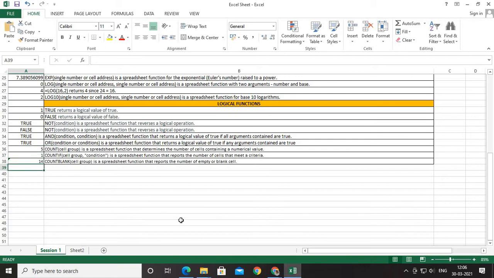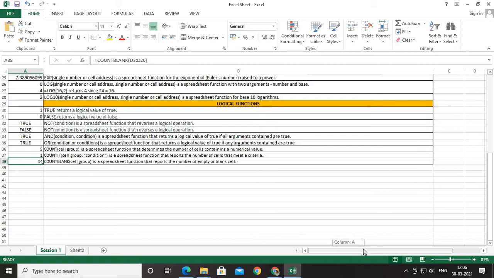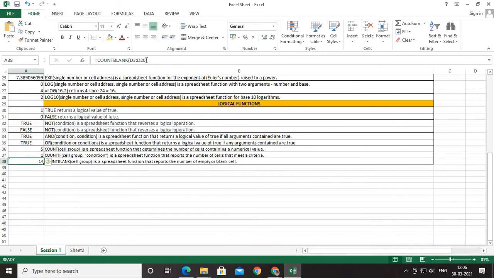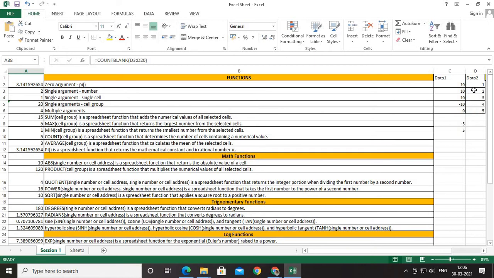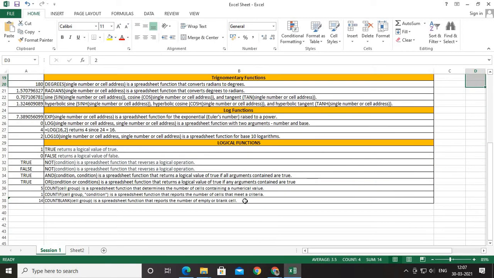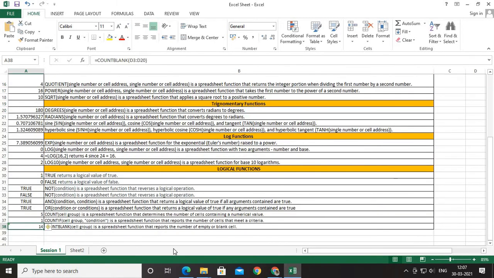Now finally, COUNTBLANK. How many blank spaces are available within that range? Very simple. COUNTBLANK D3 to D20. D3 to D20, if you see, we are coming here. So how many blank spaces are there is what is required. Only 4 spaces are occupied, and it will give me the correct result as 14 blank spaces are available. It will include everything properly and give us the result.